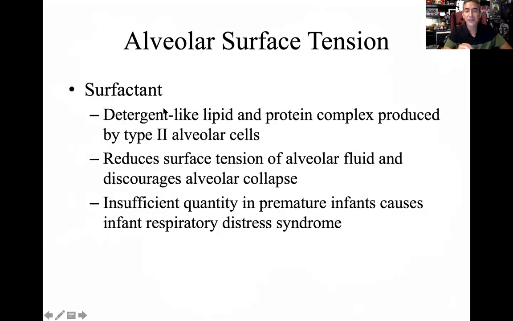So surfactant, a detergent-like lipid and protein complex, is really not going to be an issue for you as an adult. We see it being a major issue if a baby is born too prematurely. They don't have enough surfactant in their lungs, and they can have a very, very difficult time breathing, right? The inhalation must be very forceful, strong enough to tear apart that cohesion of water each breath, right? So we enable them to speed up the production of surfactant, or we give them pressurized oxygen to help them breathe.